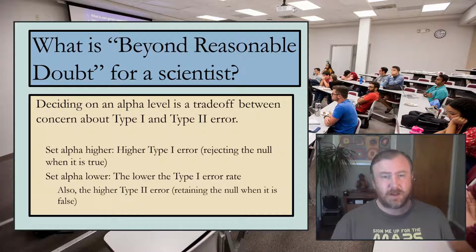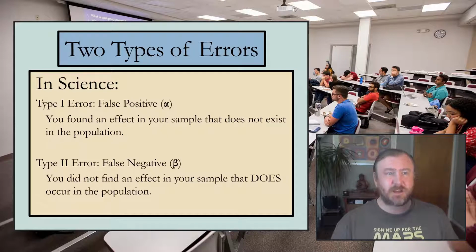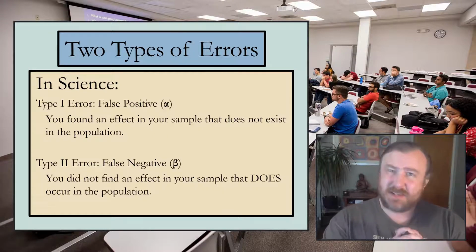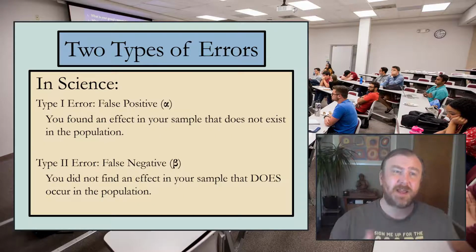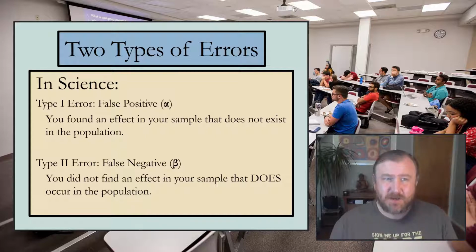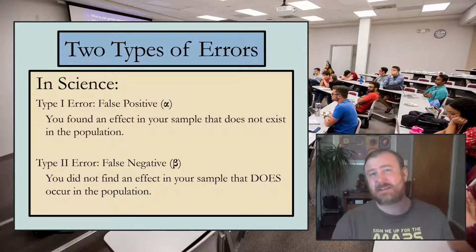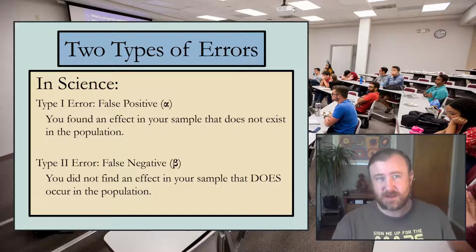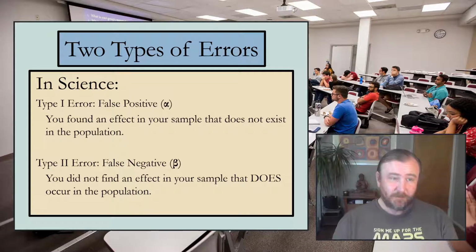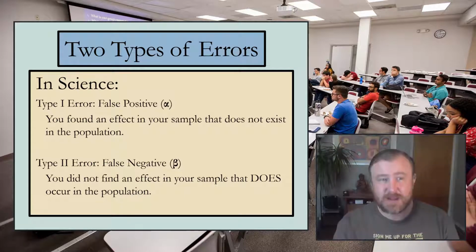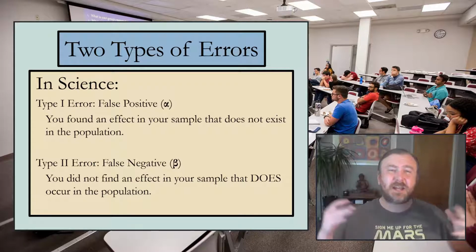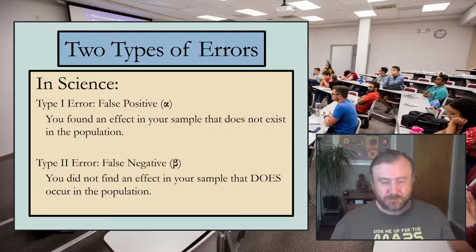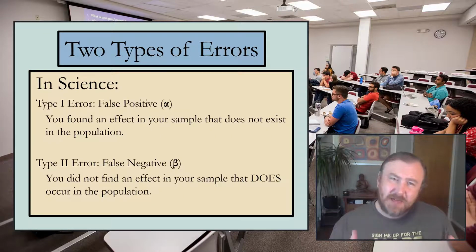Okay. So in science, it's the same principle. We have a type 1 error, which is when an effect in our sample doesn't exist in the population, the null hypothesis population. And then there's a type 2 error, a false negative. And this is when you find an effect in your sample that does not occur in the population. So let's think about this just for a moment here. So we have control over it.